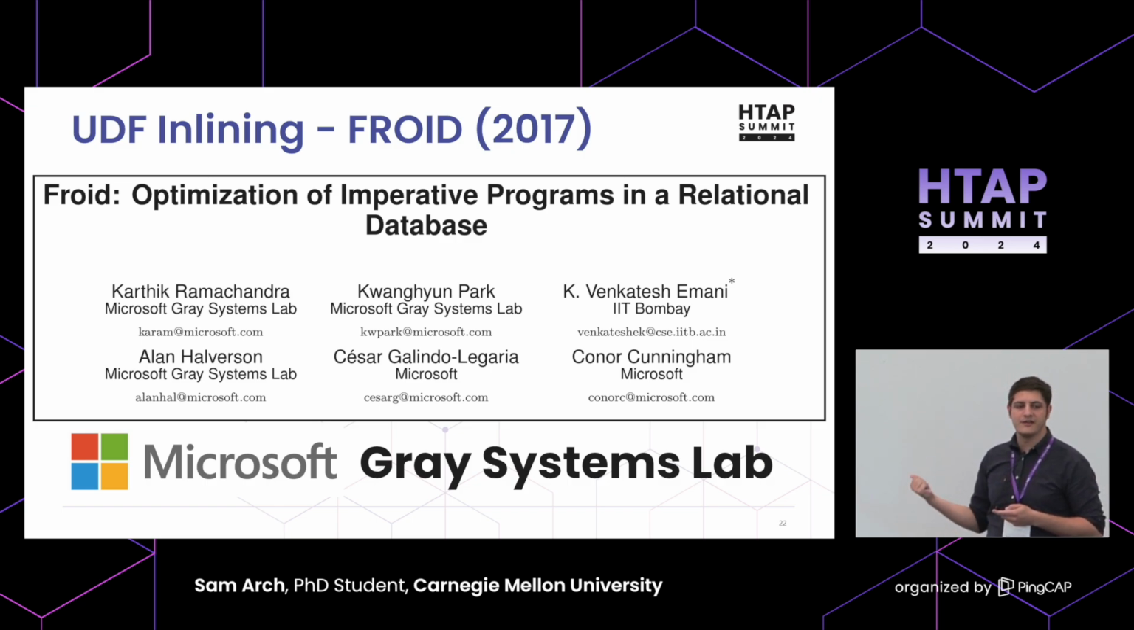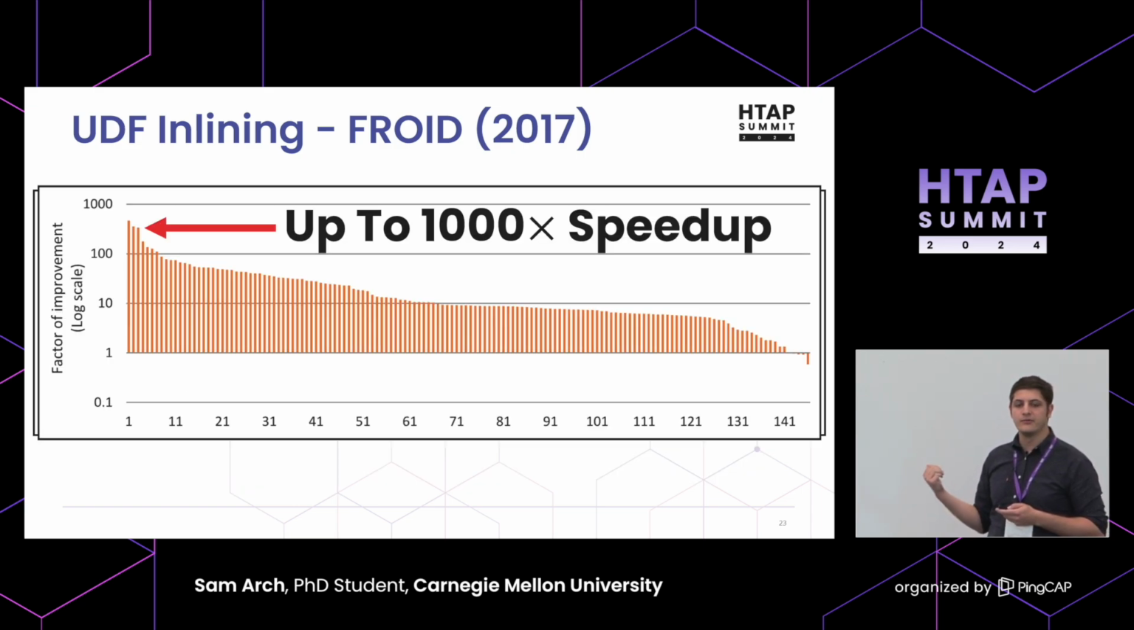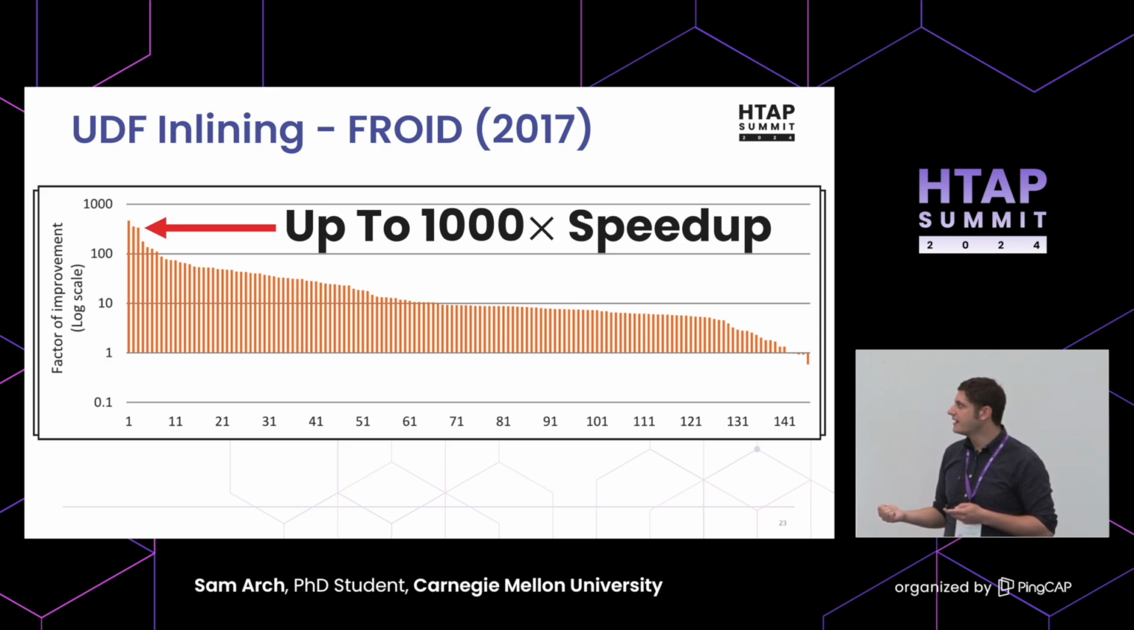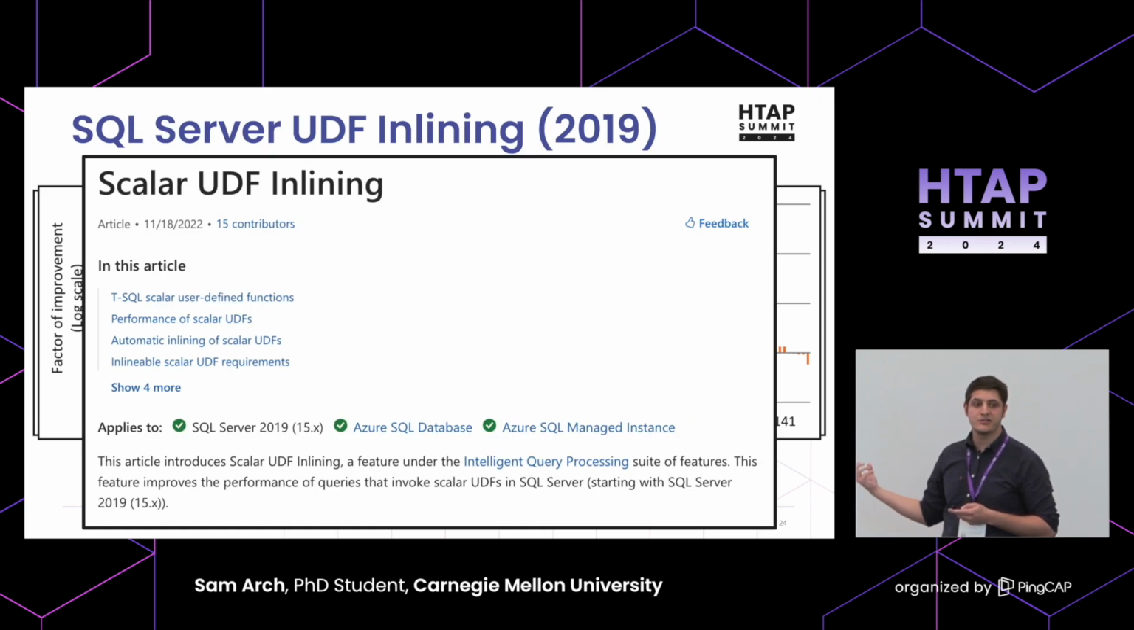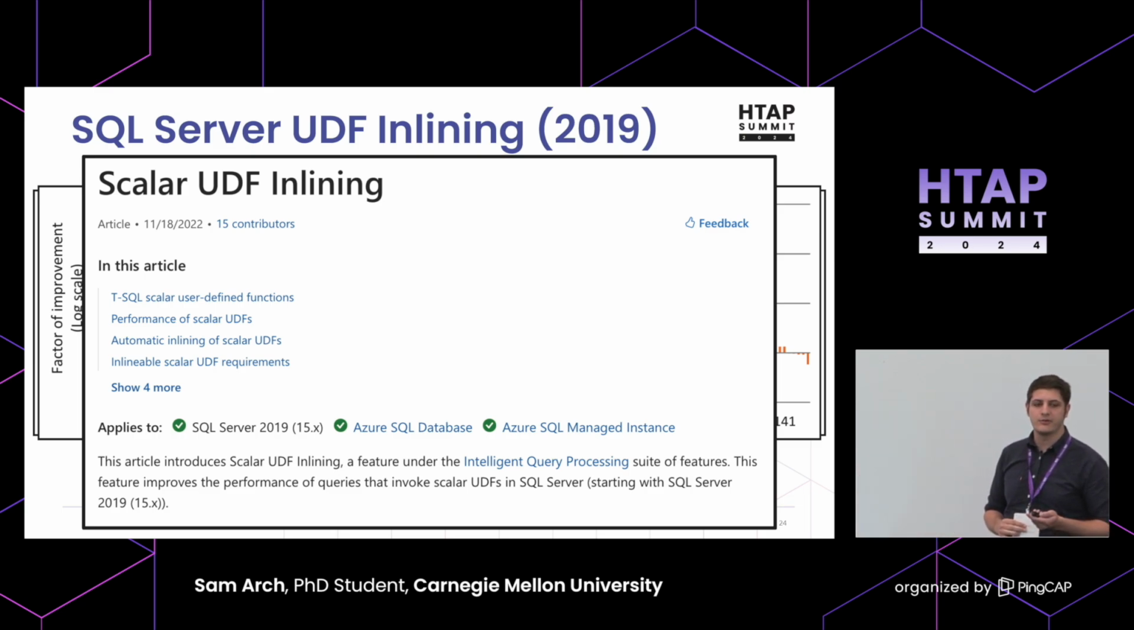Froid and UDF inlining is such a big deal because in their paper, they demonstrated that they can make real-world customer queries with these PL/SQL UDFs up to 1,000 times faster. And in fact, it's such a big deal that it was implemented as a feature that shipped in SQL Server 2019 called scalar UDF inlining. So what this means is if you write a SQL query that invokes a UDF in SQL Server, out of the box, it's applying Froid and this UDF inlining technique automatically for you.